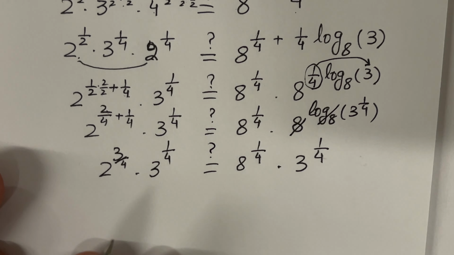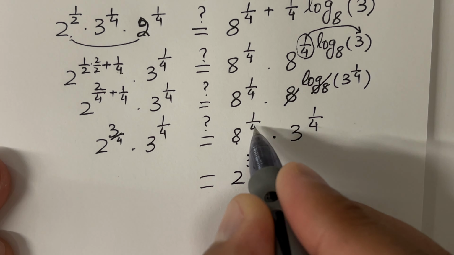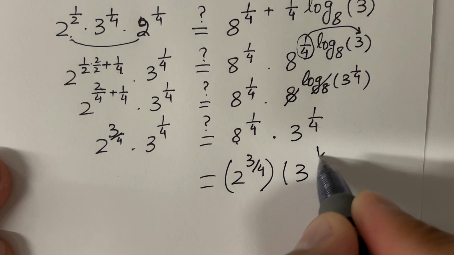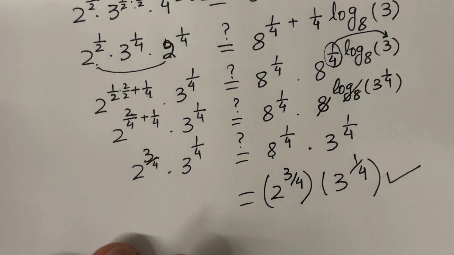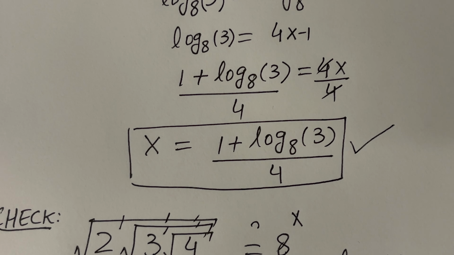Are these equal or not? Yes, of course they are equal, because 8 is 2 raised to the power 3, and then we have divided by 4, and the other number is 3 raised to the power 1/4, and this is exactly equal to this one. So it means that this is the correct solution of the given equation.